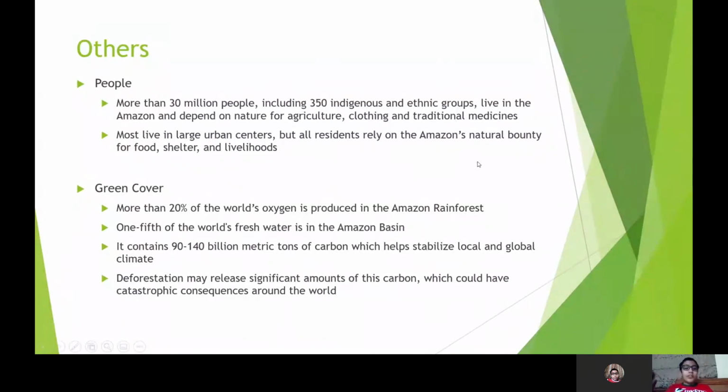Green cover of the Amazon forest. More than 20% of the world's oxygen is produced in the Amazon rainforest. 1/5 of the world's fresh water is in the Amazon basin. It contains 90 to 140 billion metric tons of carbon, which helps stabilize local and global climate.